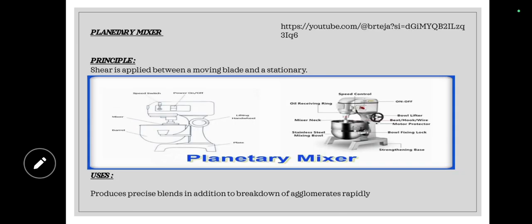Okay, dough-like products. Next instrument, planetary mixer. What is the principle of planetary mixer? Shear is applied between a moving blade and a stationary one. What are the uses of planetary mixer? Produces precise blends in addition to rapid breakdown of agglomerates.